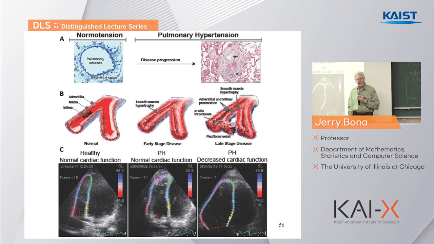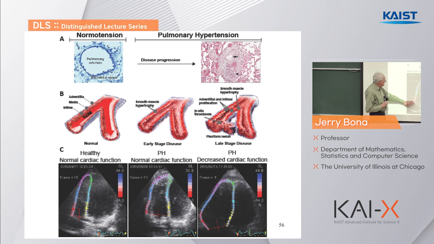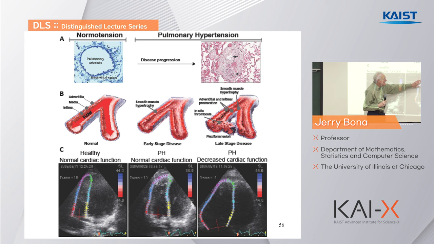Our bodies actually are amazing machines. The body knows that it's not getting enough oxygen. So the heart pumps harder to get more blood through the lungs. What happens as the heart pumps harder is that it gets bigger. The heart itself gets bigger.